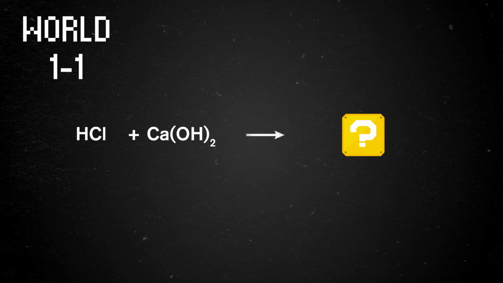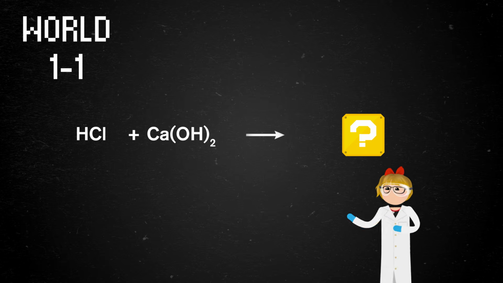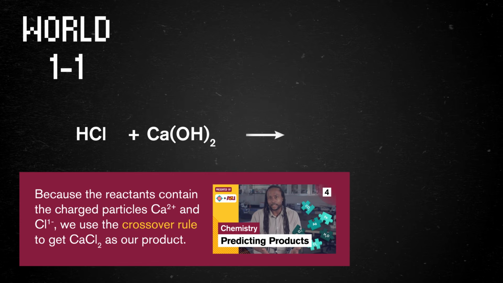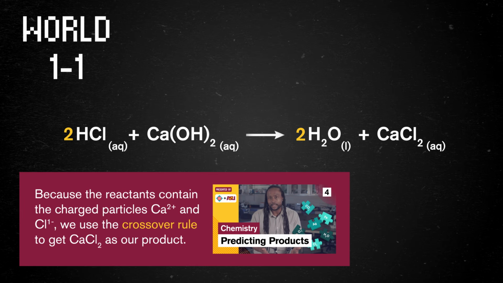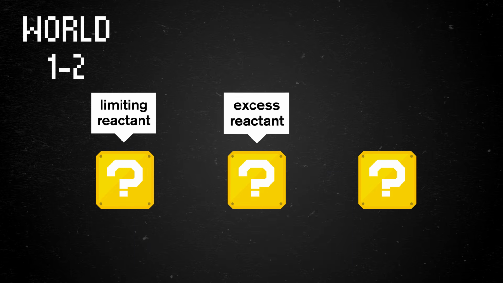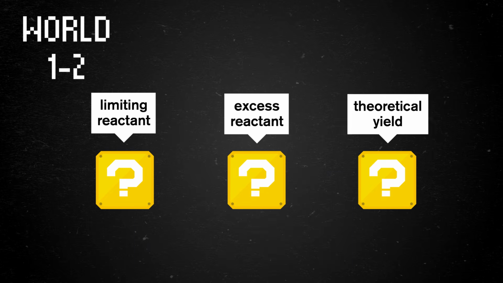We already know that this is an acid-base reaction, so we can make the leap and predict that the products need to be water and a salt, calcium chloride. Now we can add our states of matter and balance the equation, adding coefficients where needed. Our next obstacle is to find out what our limiting and excess reactants are by calculating the theoretical yield.